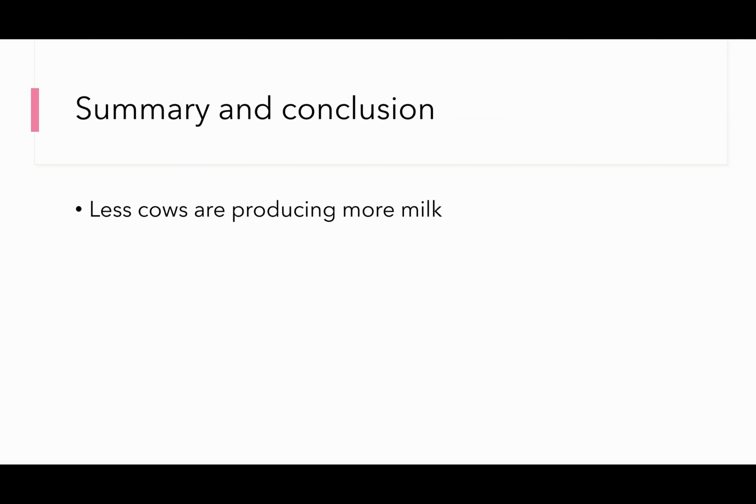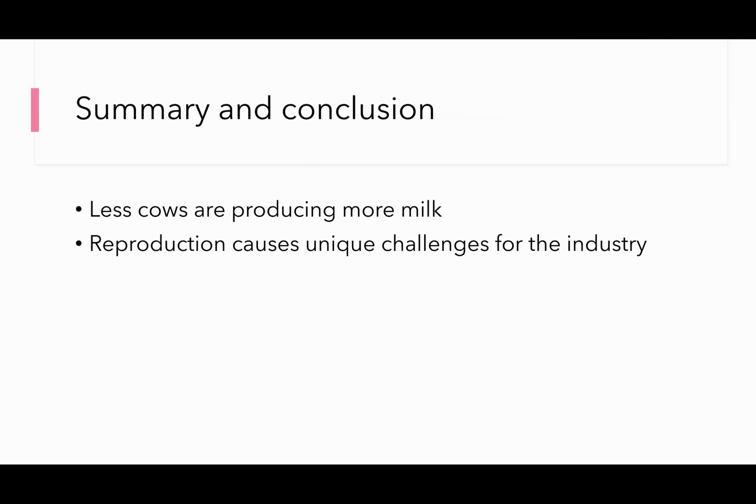Now, in summary, from this lesson, fewer cows are producing more milk. It's the trend, especially here in the United States. Reproduction is very, very difficult. It's hard to get dairy cows pregnant, though to be profitable in the industry, the cows need to be pregnant and give birth to a calf about every 13 months.